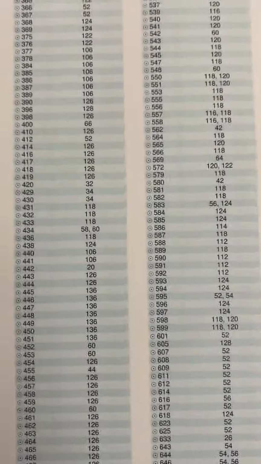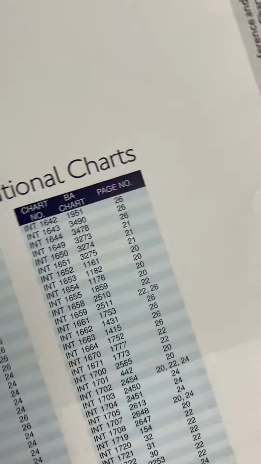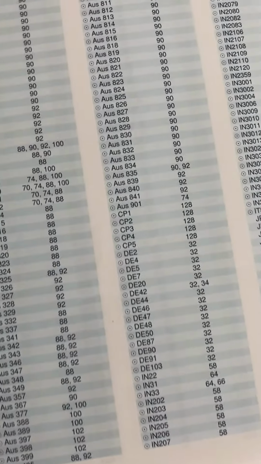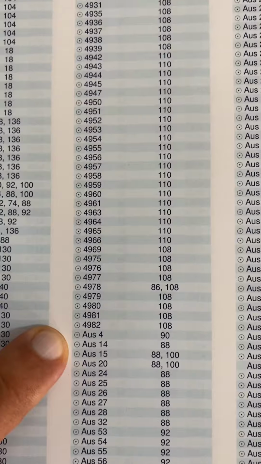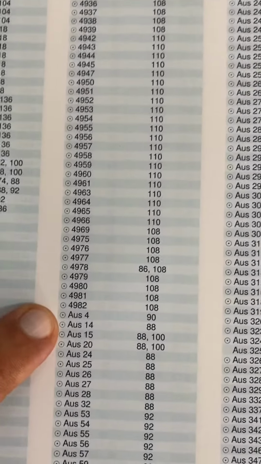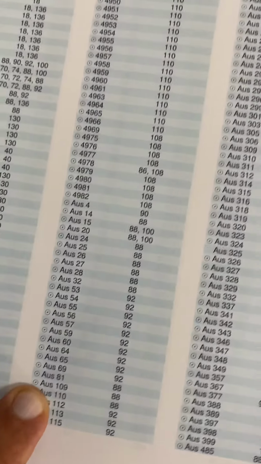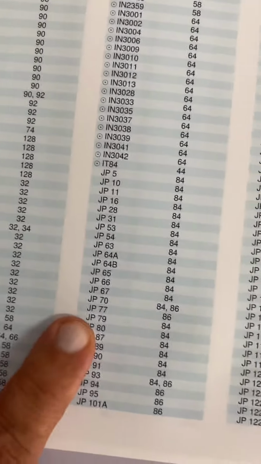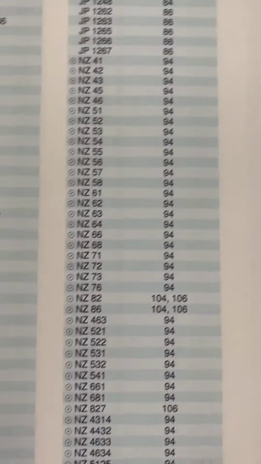So these charts start from number 2 on this page until chart 4982. So these are the numerical index of the standard nautical chart. You see, from chart number 2 up to chart 4982. We have also the Australian chart. We have also the Canadian chart. We have the Japanese chart. You can see. We have the New Zealand chart. Then we have also the numerical index of the planning chart. So if you like by numerical, you can go only to this portion, which is portion 8, the numerical chart index.